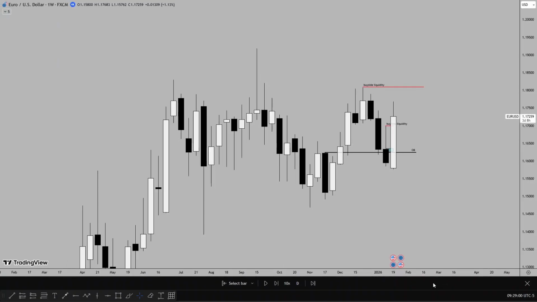On the weekly time frame on Euro USD. Now, if you have watched this week's live top down analysis, you know that my overall bias on Euro USD is that I'm anticipating higher prices. I'm looking for price to respect the weekly order block to trade higher to run the buy side liquidity.